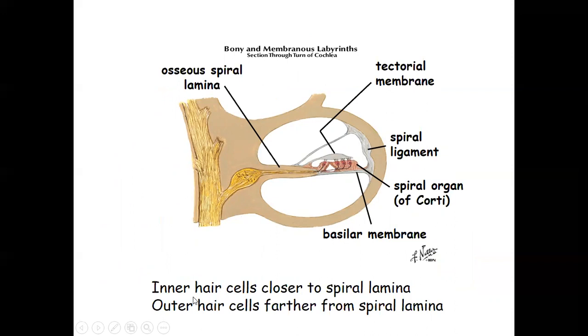So you can see here, this is the spiral organ of Corti. The inner hair cell is closer to the osseous spiral lamina, so this is the inner hair cell. The outer hair cell is further away from the spiral lamina. This is the osseous spiral lamina.